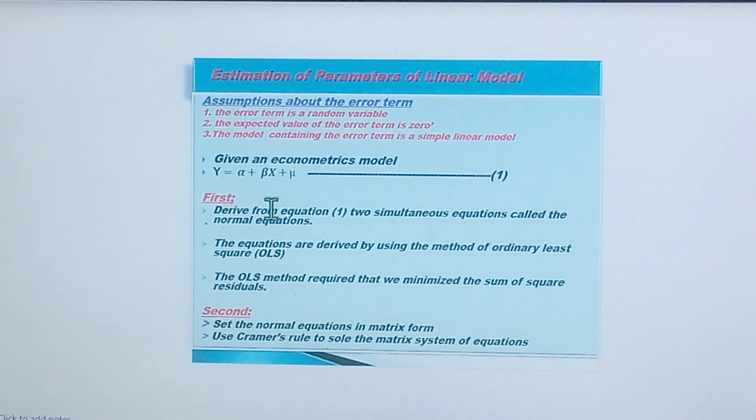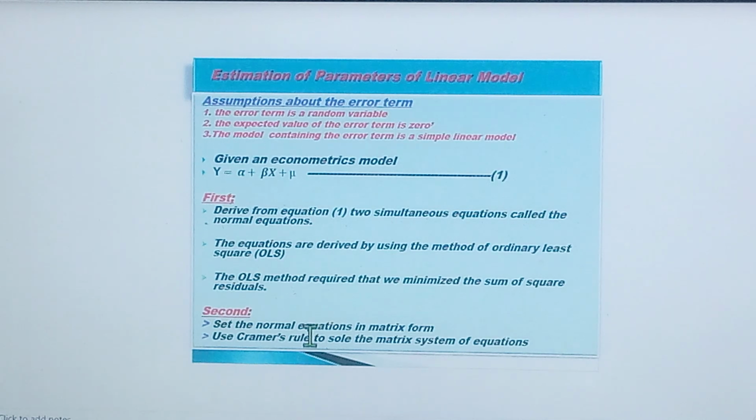The first thing is, we're going to derive from equation 1 two simultaneous equations, and these simultaneous equations are called normal equations. The equations are derived by using the method of ordinary least square, and the ordinary least square method requires that we minimize the sum of square residual. As we continue, we're going to understand what we mean by this.